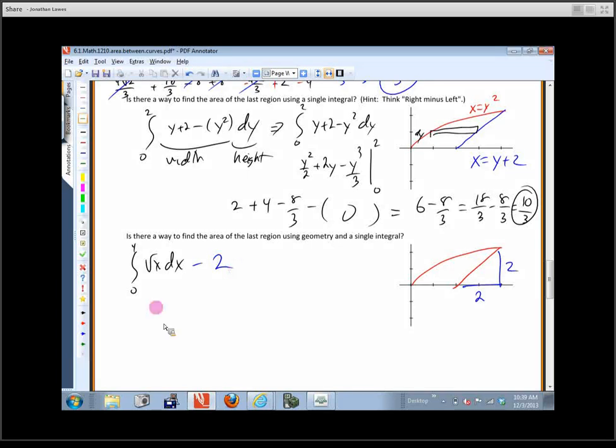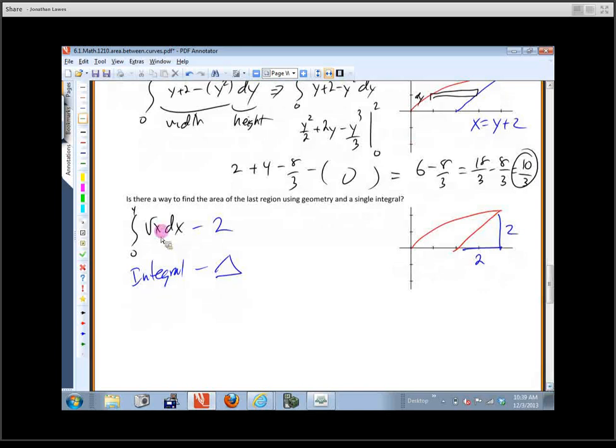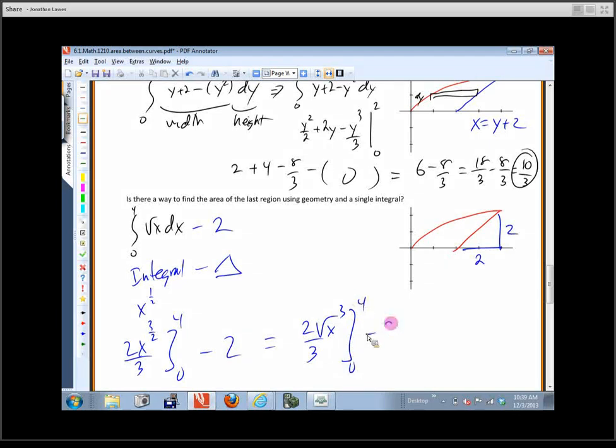Okay? There's an integral minus a triangle. And this was pretty easy to integrate. If I integrate that, again, that's x to the 1/2, so that's going to be x to the 3/2 times 2/3, evaluated from 0 to 4, minus 2. This is 2/3 times the square root of x cubed, evaluated from 0 to 4, minus 2.